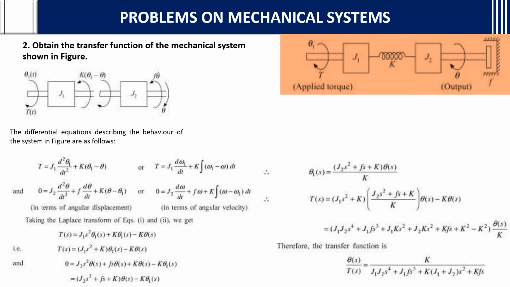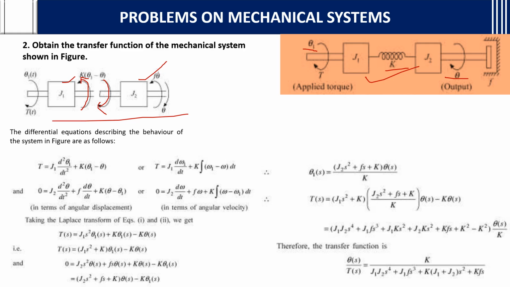Obtain the transfer function of the mechanical system shown in figure. This is the mechanical rotational system. For this we will draw the free body diagram. How to draw the free body diagram? J1 you are going to take, J2 you are going to take. In between J1 and J2 there is K. So you will take K on both sides. In a rotational system, the K direction will be taken on this side also and this side also, and take K into theta 1 minus theta.